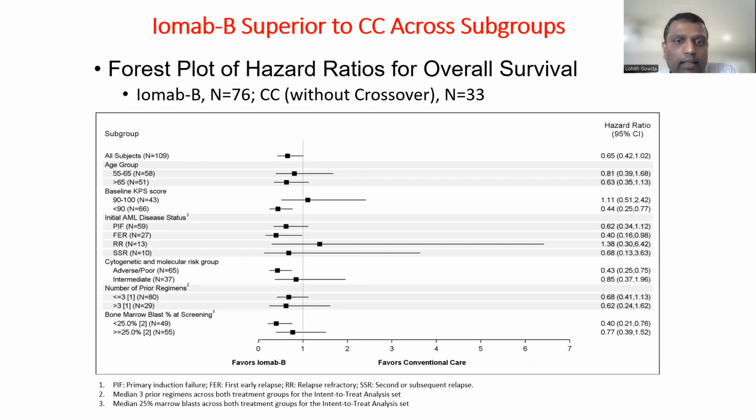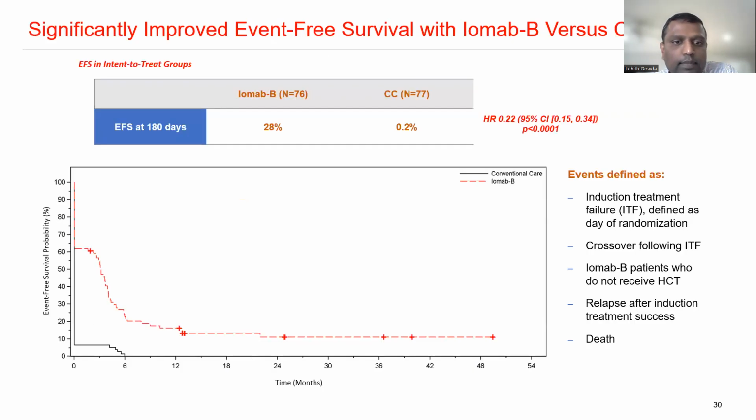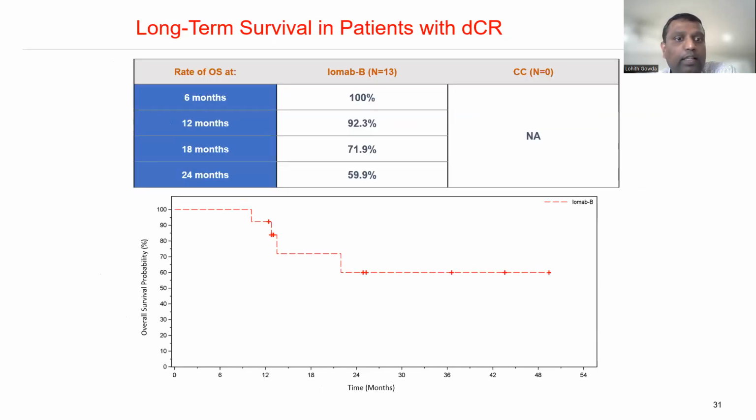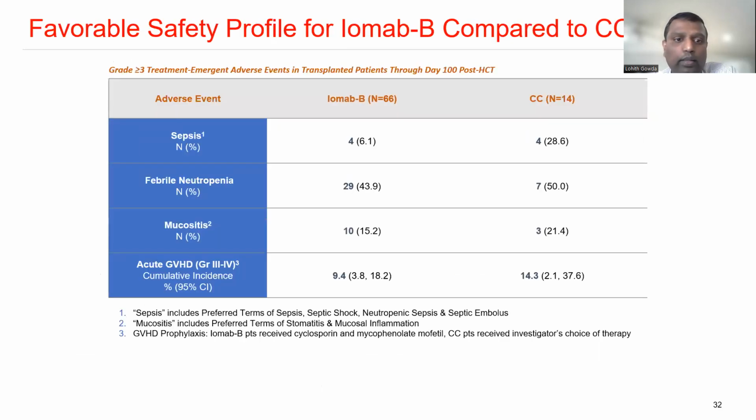Forest plots showing hazard ratios were applicable across most groups, except the KPS of 90 to 100 and the relapsed refractory; those are the ones where they cross the line. When you look at event-free survival in the intent-to-treat group, IMAB had a better result, 28% versus 0.2%. Specifically, when you follow these patients for long-term survival, 6-month survival was 100%, 12 months 92%, 18 months 71%. At 2 years, almost 60% of the patients that had remission were alive and ongoing.